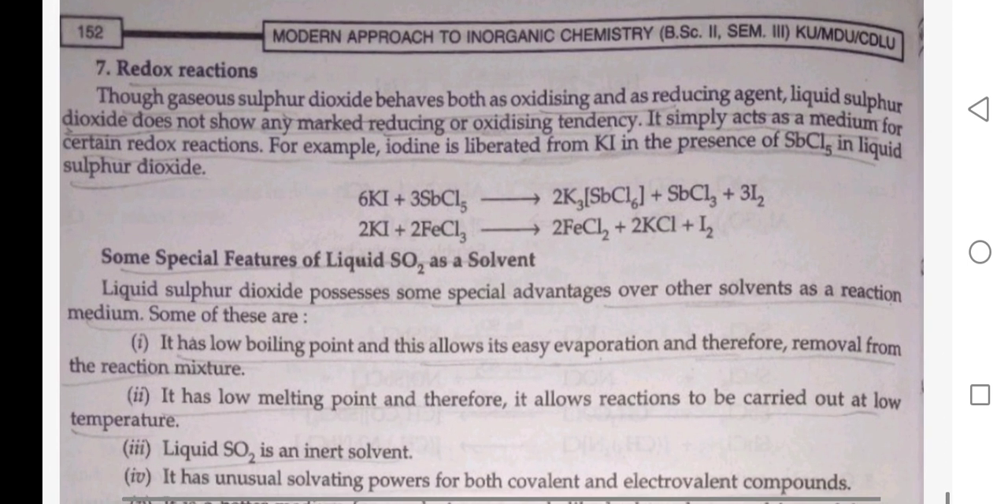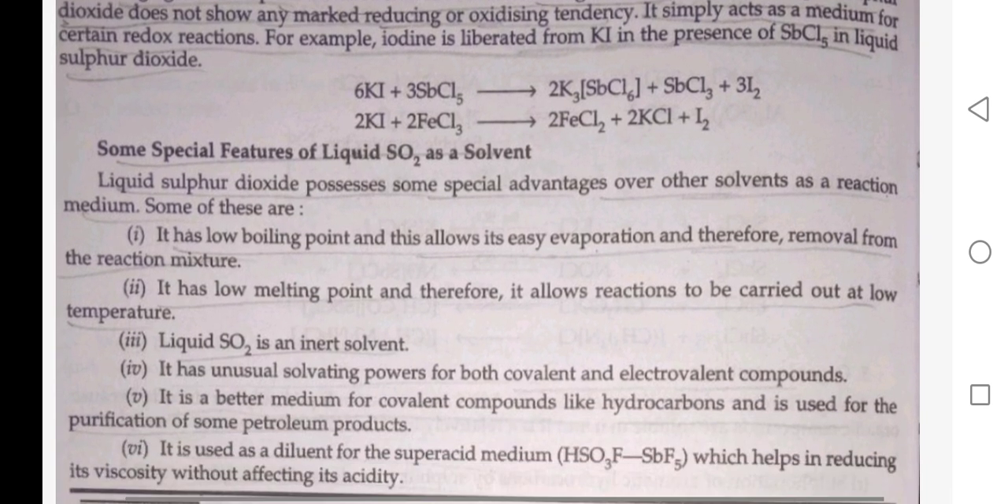Seventh, redox reaction. Gaseous sulfur dioxide behaves both as an oxidizing and a reducing agent. Liquid sulfur dioxide does not show any marked reducing or oxidizing tendency. It simply acts as a medium for certain redox reactions. For example, iodine is liberated from KI in the presence of SbCl5 in liquid sulfur dioxide.